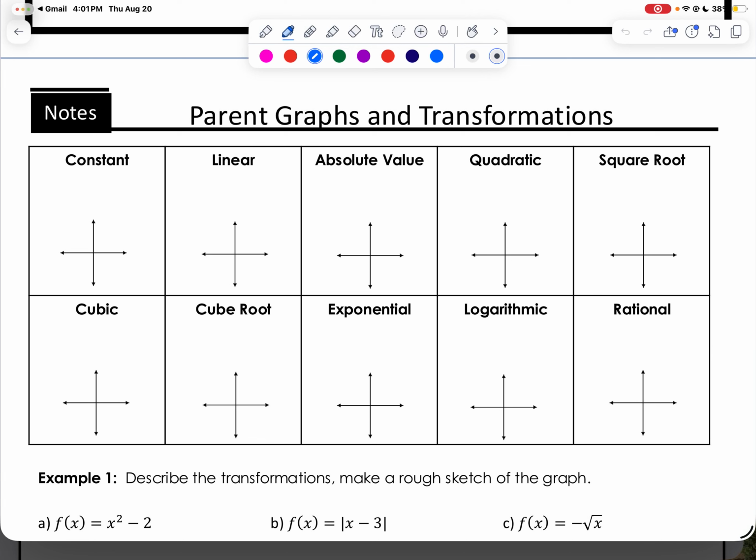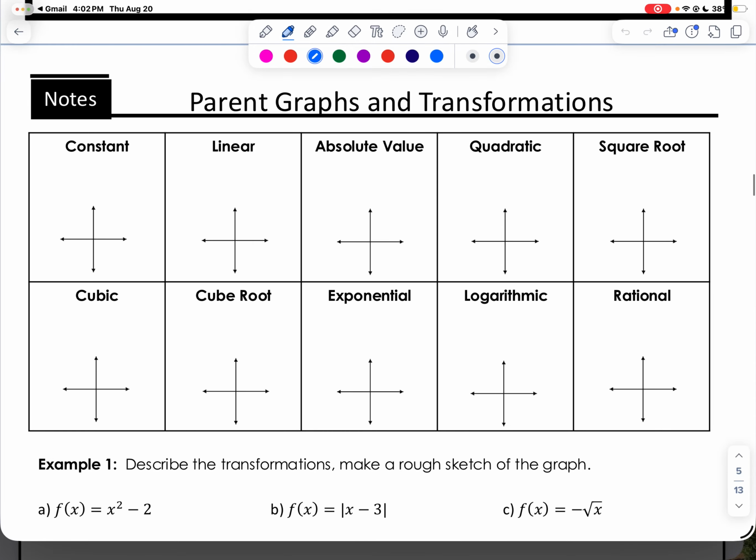In today's lesson, we will be doing an introduction to the parent functions you'll be studying in this course. And we'll look at some of their transformations. Now, today's lesson will be a very brief overview of each of the functions, and then throughout the year, we will go into each one of these functions at a more in-depth level.